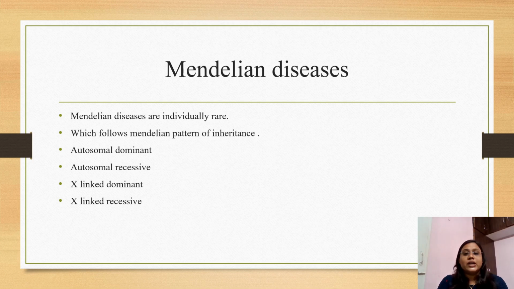Now, Mendelian disease. Mendelian diseases are those diseases which follow the Mendelian law of inheritance. Means, as I told you already, autosomal dominant mode of inheritance, autosomal recessive, X-linked dominant, and X-linked recessive mode of inheritance.